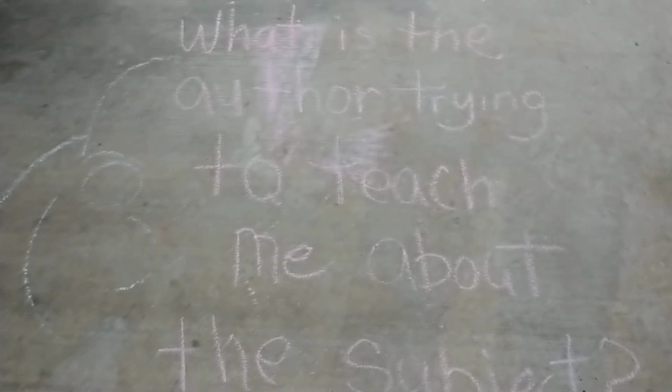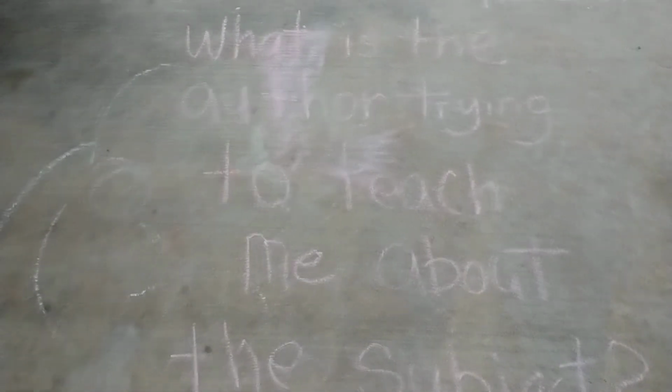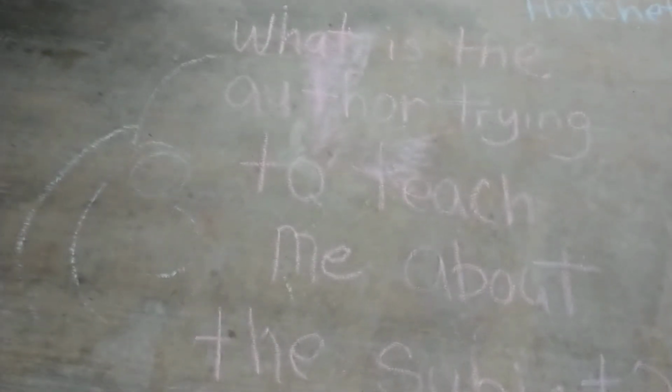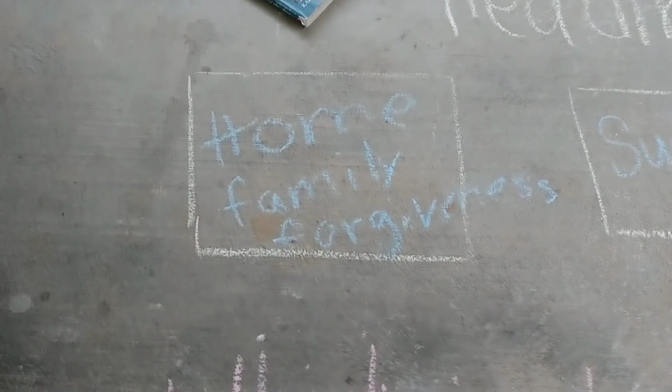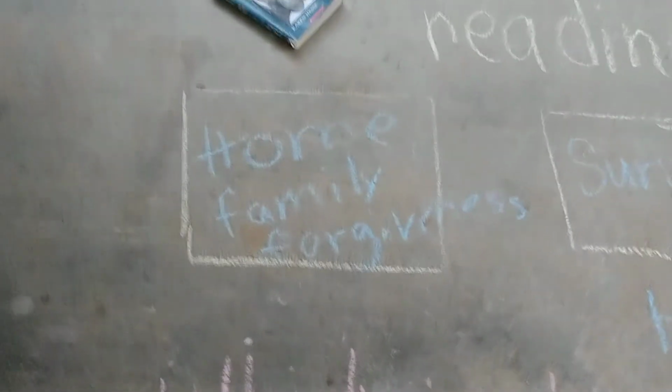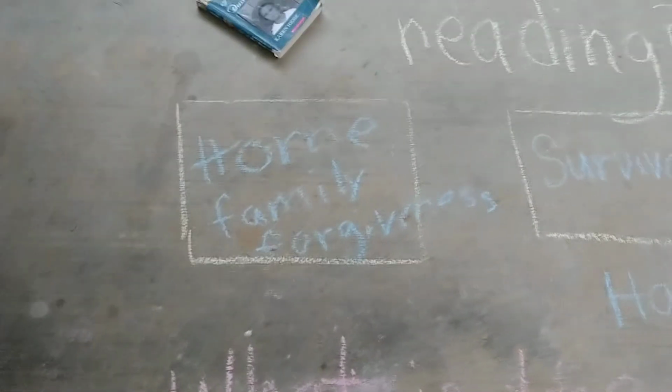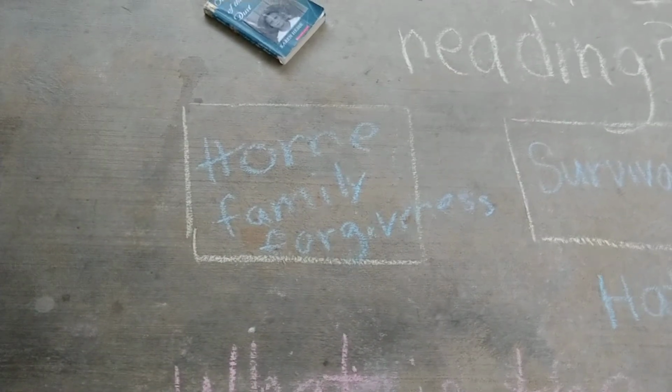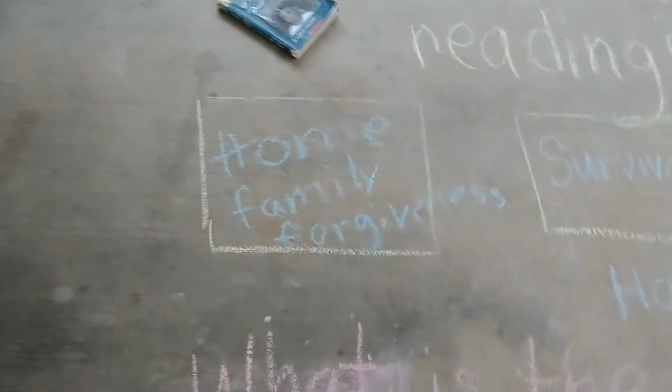So we found the subject. Well, what do I do next with that subject once I find it? Well, the second question is, what is the author trying to teach me about the subject of this work of literature? What does the author want me to know about the subject? What's he trying to tell me about this subject that I might use in my life, that might help me in my life? So, what is Karen Hesse trying to teach me about home, about family, about forgiveness? What do I need to know about home, family, forgiveness that would help me in my life?